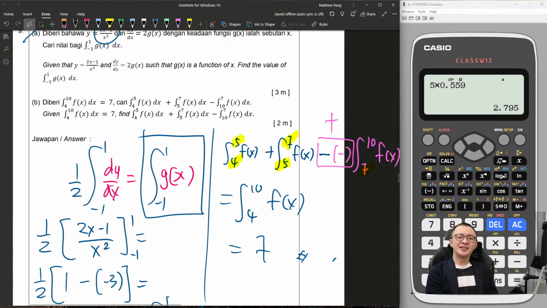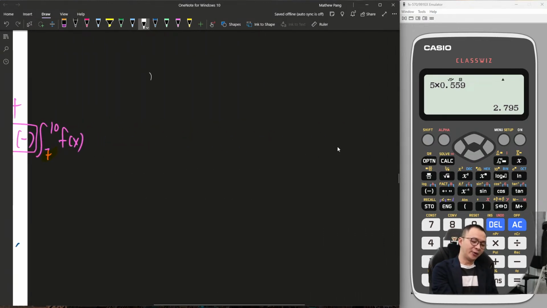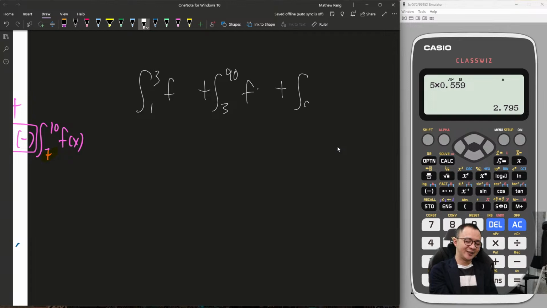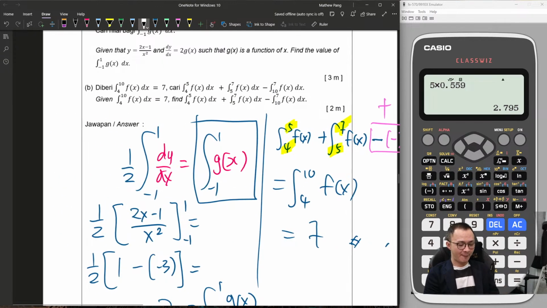This is basically just a simple rule about integration. Just in case some students might not know, if today I have the integral from 1 to 3 of f(x) plus 3 to 90 of f(x) plus 90 to 1009 of f(x), then I can say this is equal to the integral from 1 to 1009 of f(x). In order to do this, you want to make sure they are connecting here. This one and this one must connect. This one and this one must connect. As long as they are connecting, you can straight away do it like this. This is an integration rule. Simple.